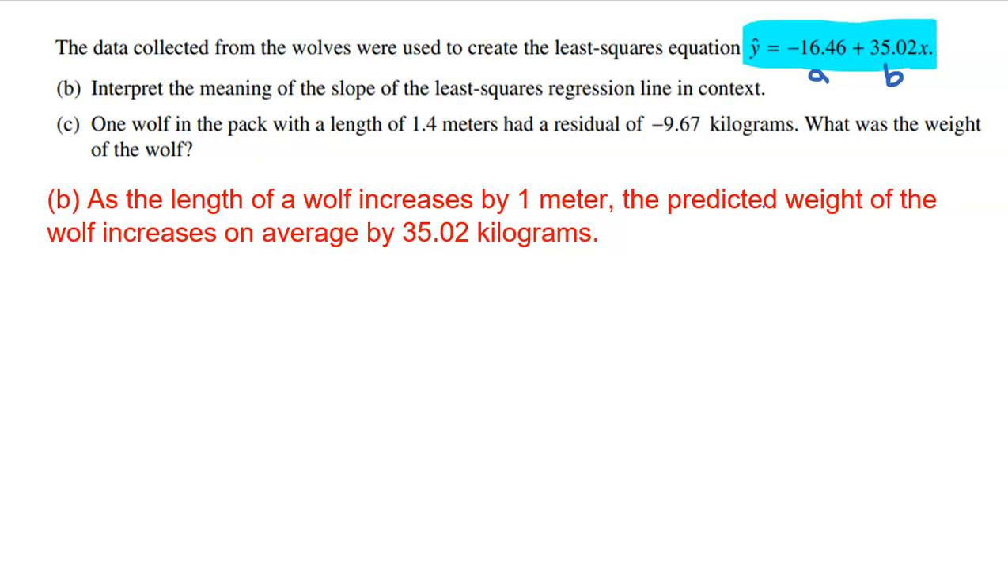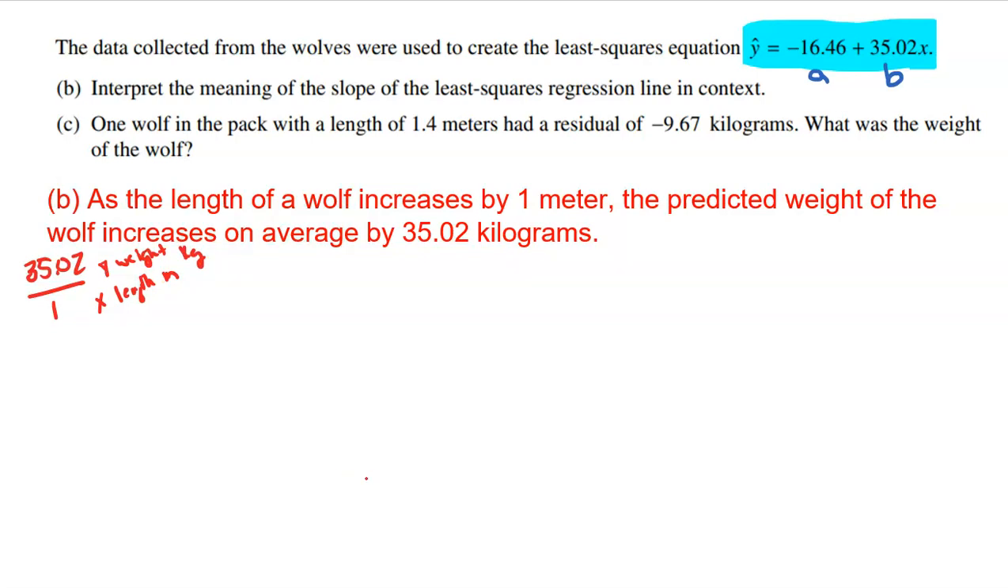All right, now I personally like to actually take the slope and write it as a fraction. And any number can be written as a fraction by putting it over 1. And if you think about slope back from maybe middle school, we have change in y over change in x. So the x is the length in meters, and the y is the weight in kilograms. So if you write that out, then it actually makes it pretty easy to explain.